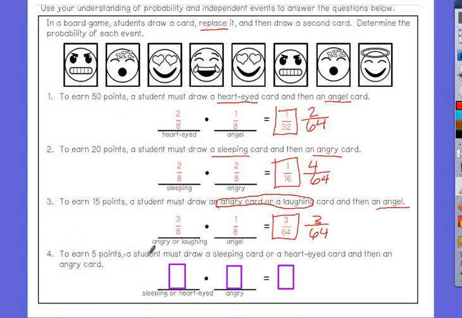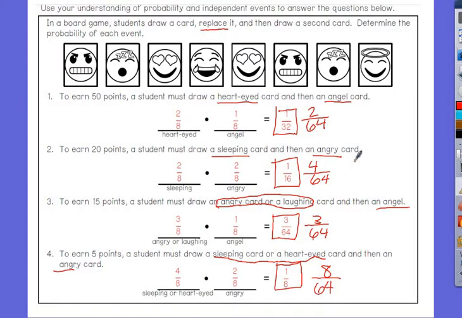And 4, to earn 5 points, students must draw a sleepy or a heart, so those go together, or then an angry. So sleepy or heart, how many totals does that get? 3 out of 8. How many? 1, 2, 3, 4 out of 8. And angry is 2 out of 8. 2 times 4, 8. 8 times 8, 64. Can that simplify? Yes. To 1/8, and that would be my probability.